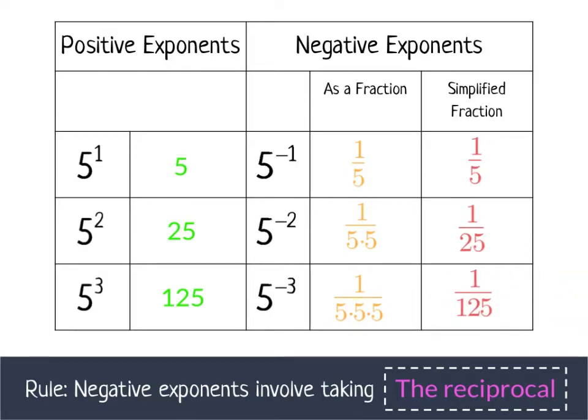So notice when I have the positive exponents and the negative exponents, the only difference is the reciprocal. So I'm going to have 1 on the top and the number that I would have gotten with my positive exponent on the bottom. So let's take a look at a few other examples.